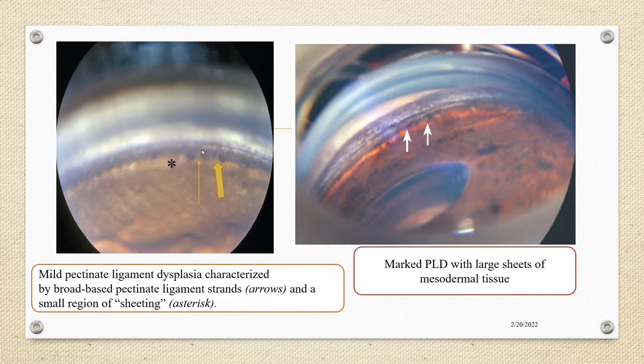Now let us see here, small openings are there, then closed, totally closed. So some problem is there in the pectinate ligaments. That will be mild pectinate ligament dysplasia. If you see in this image, there are no tiny holes in the iridocorneal angle. This is because of marked pectinate ligament dysplasia.